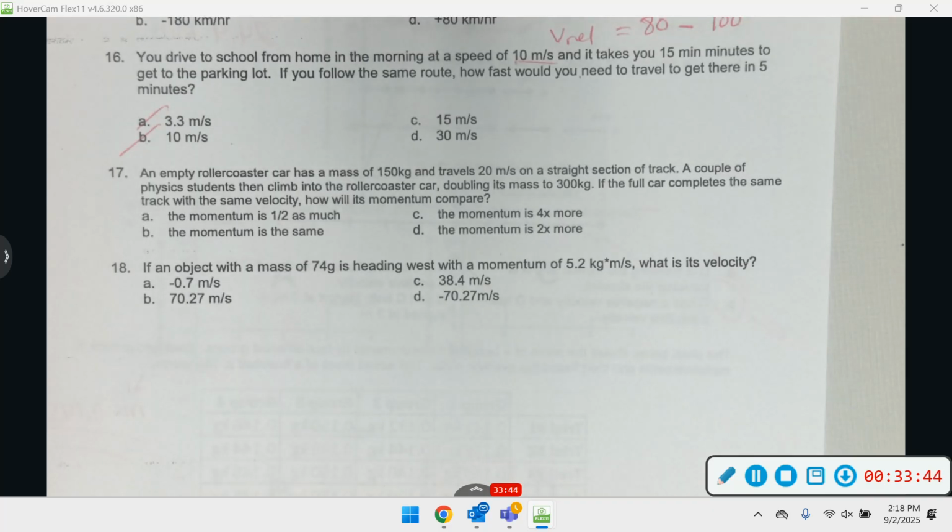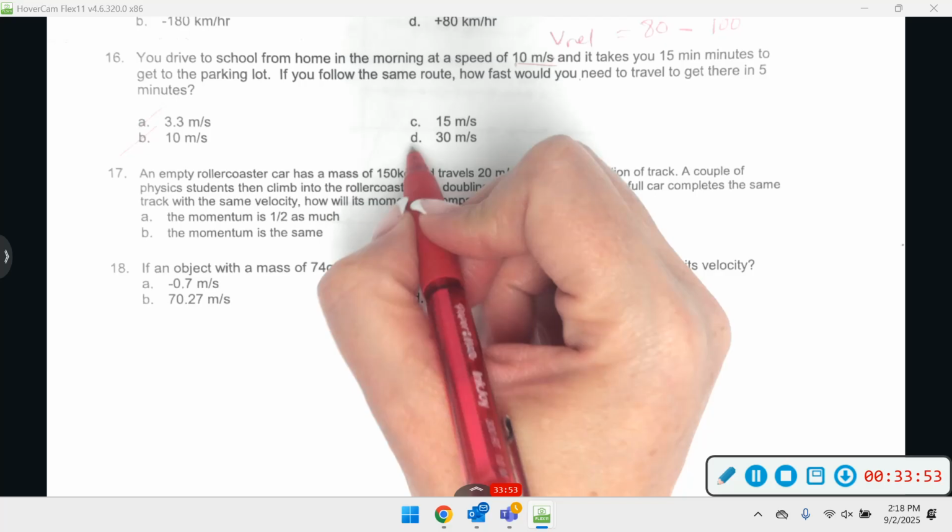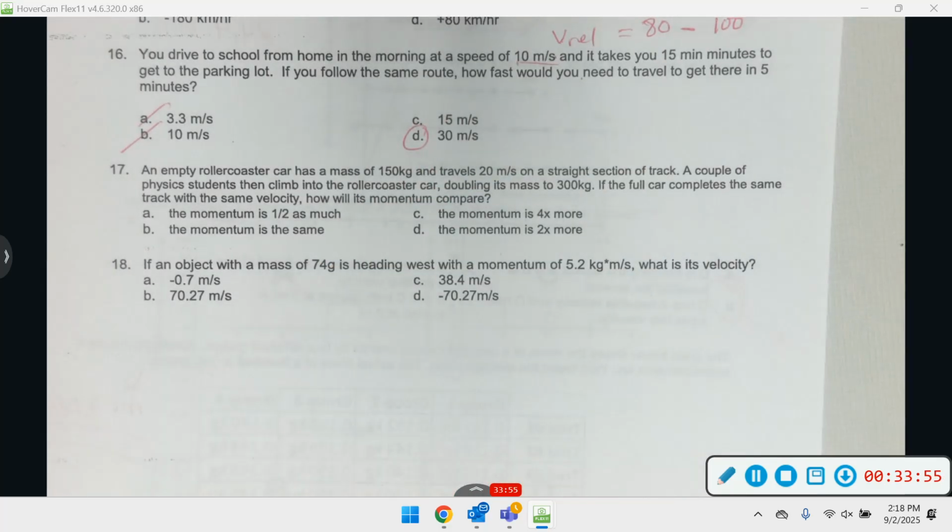If I want to get there in 1/3 the amount of time, I need to go 3 times faster. Okay, so I was going 10 times 3, 30. That's all you have to do for that.